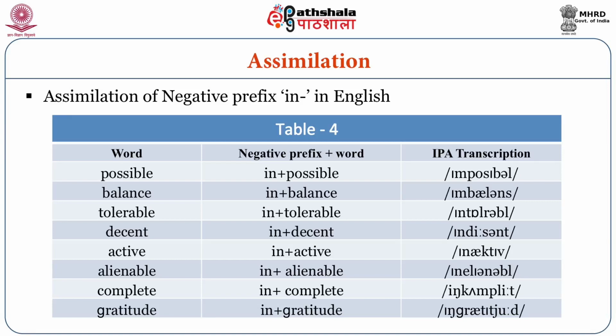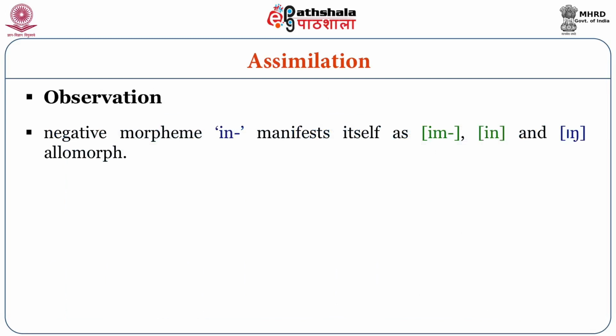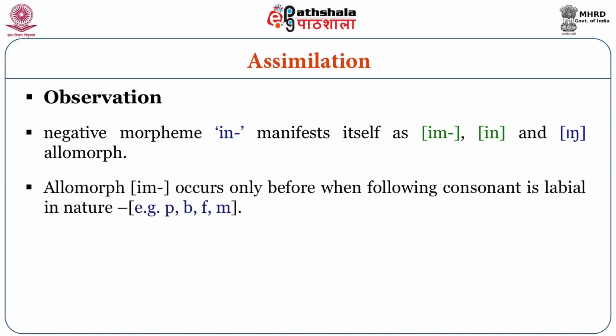So we have gratitude, ingratitude. Different words come with this assimilation. The negative morpheme in manifests itself as the im allomorph. The allomorph im occurs only when the following consonant is labial in nature, for example p, b, f or m.